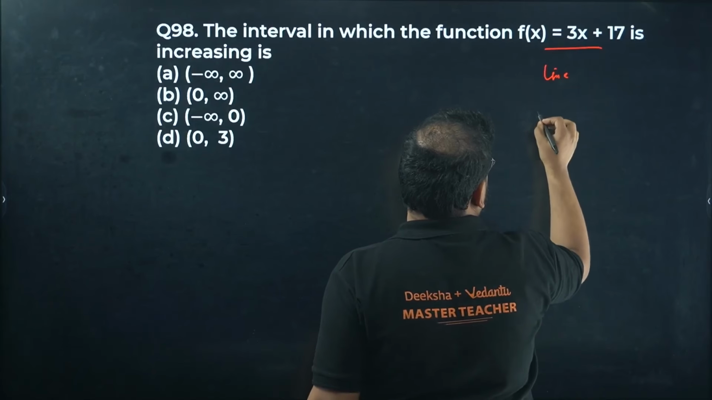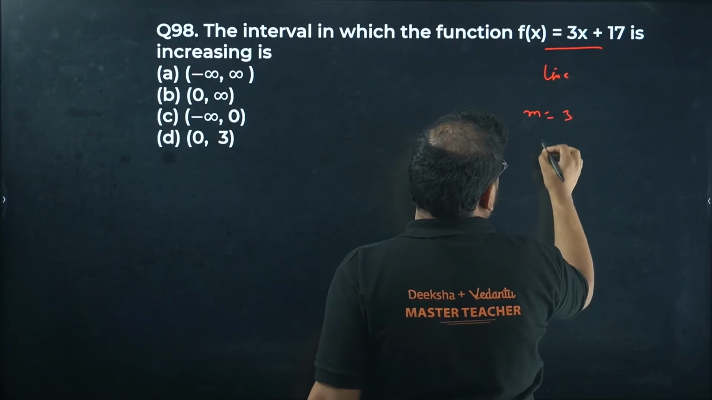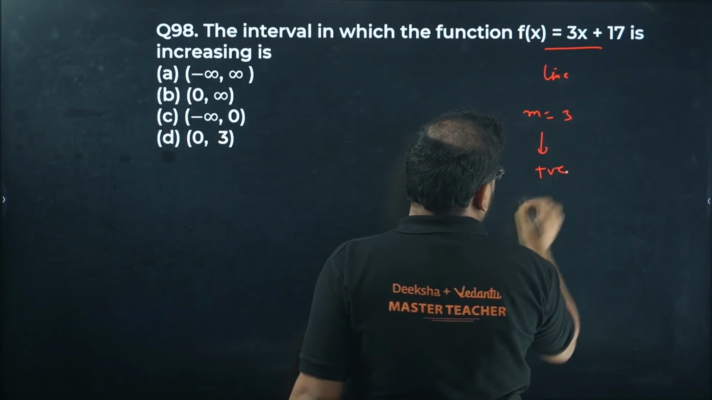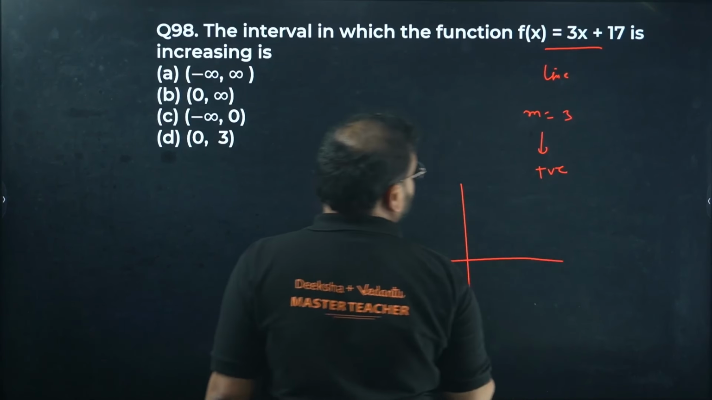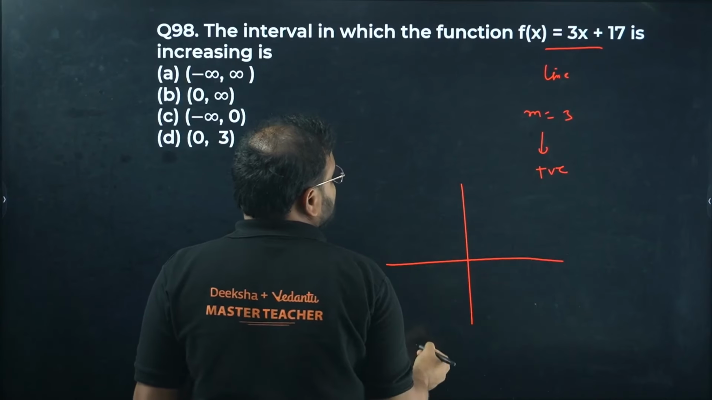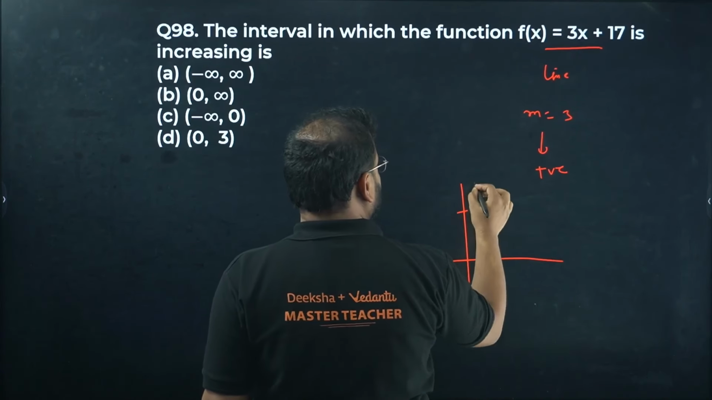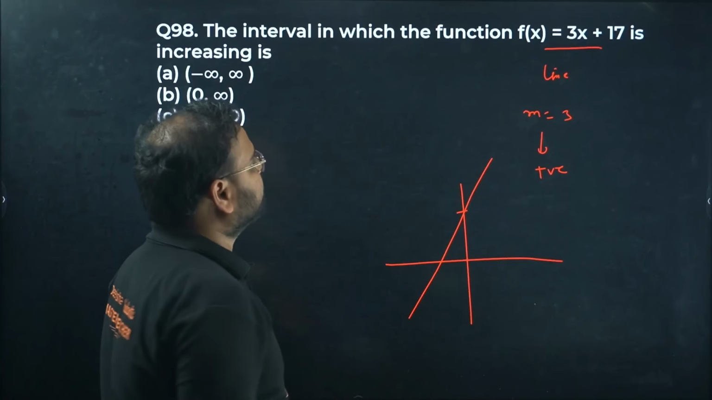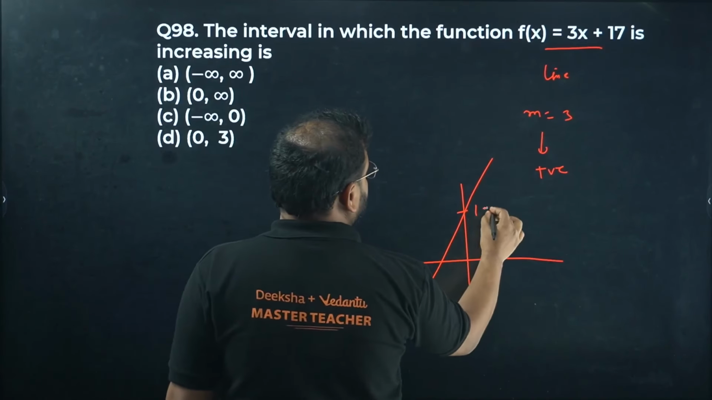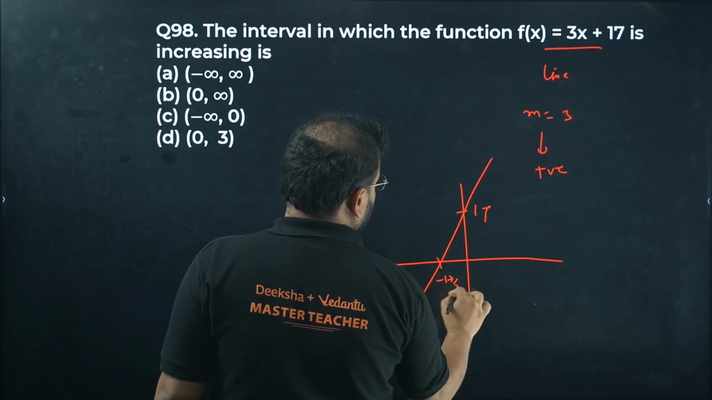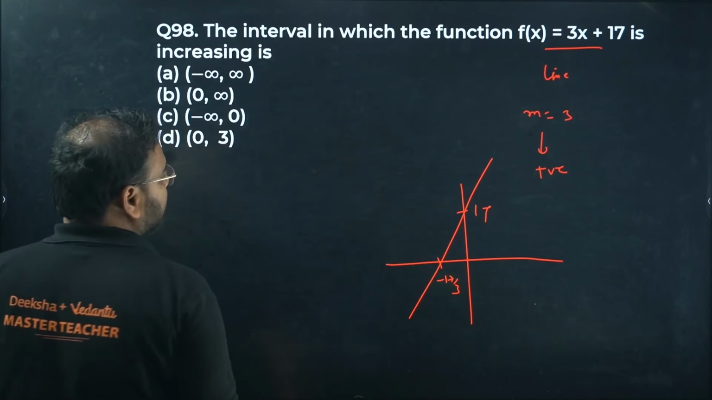It's a line with the slope as 3, meaning positive slope. Check on the curve. What will happen when x is 0? It will be 17. Something like that. This is your curve. This is 17 and this is minus 17 by 3.